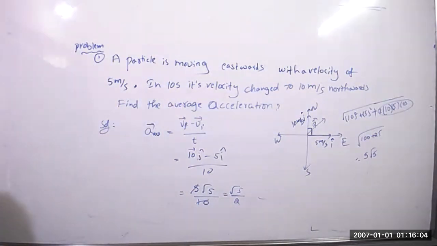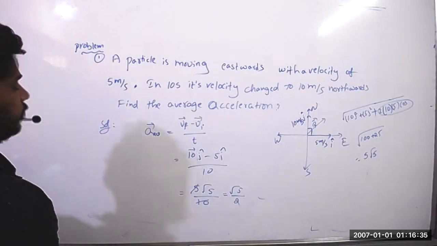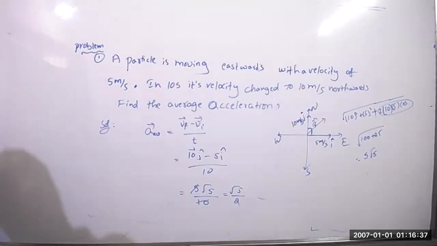Understand that type of thing? Now what is the direction of that? Tan alpha is equal to Q by P. Direction? Eastwards. North to south, east to west they have given.